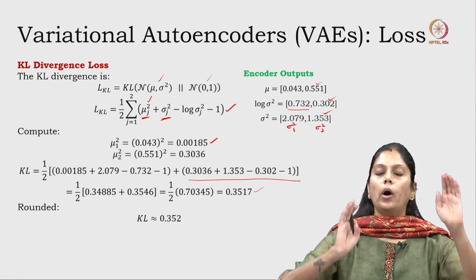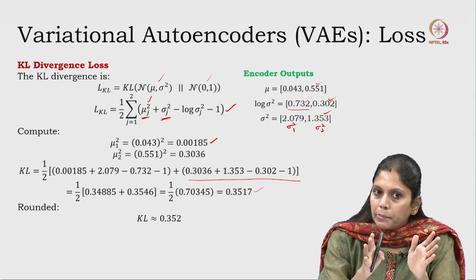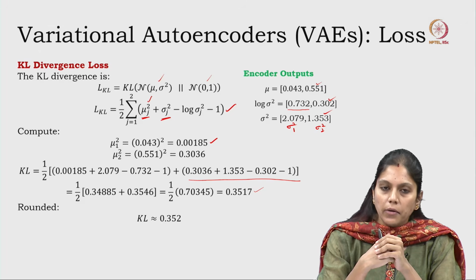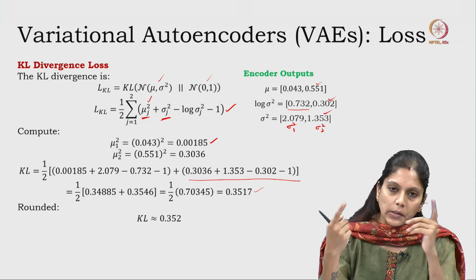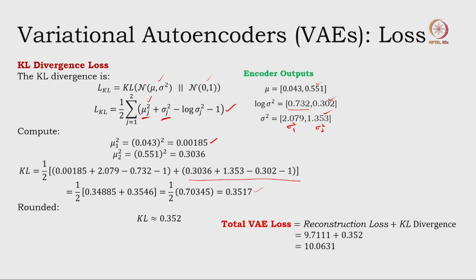Now, in the previous slide you have computed the reconstruction loss. In this particular slide you have computed the KL divergence. What is the total loss? Is it not the addition of those two? Therefore, the total loss is the reconstruction loss and then the KL divergence term. When you add, you are getting this, and the total loss here is 10.0631.